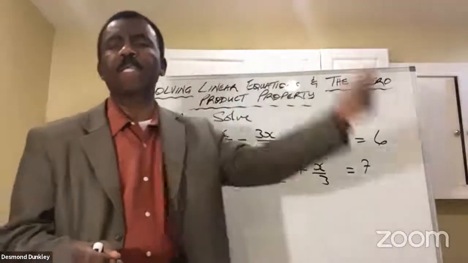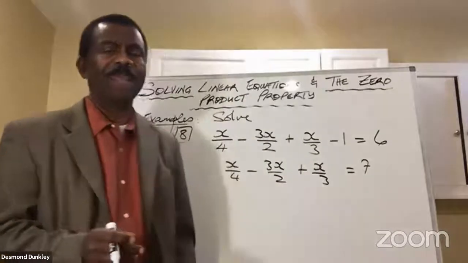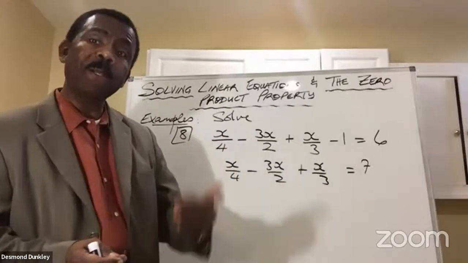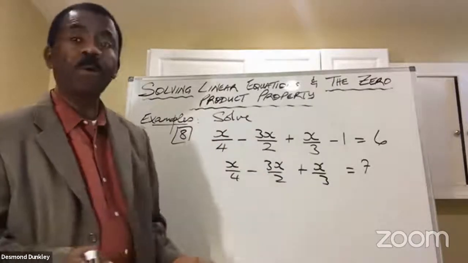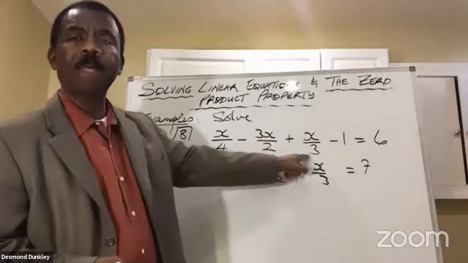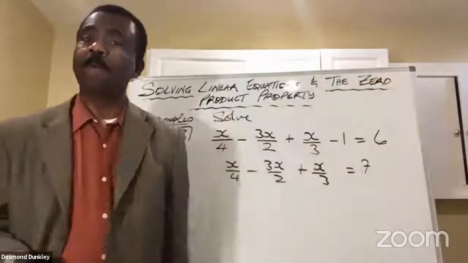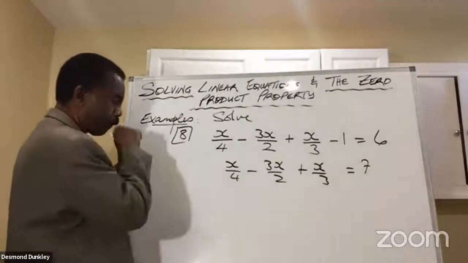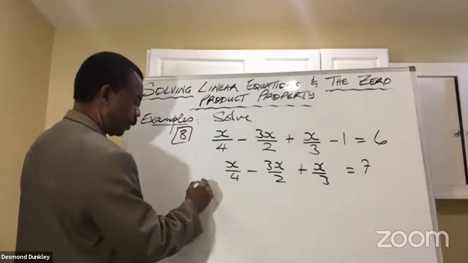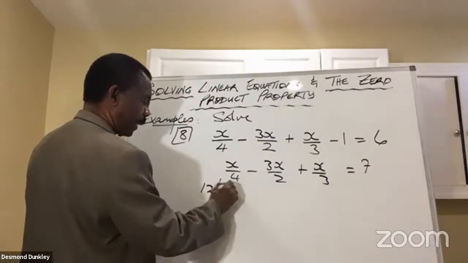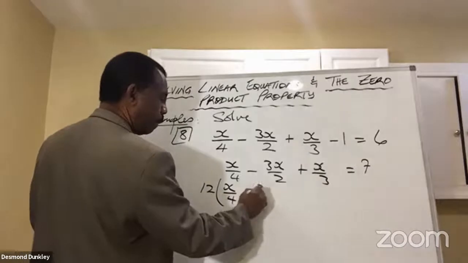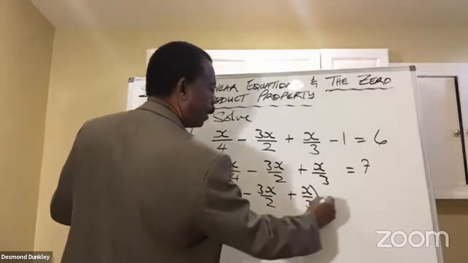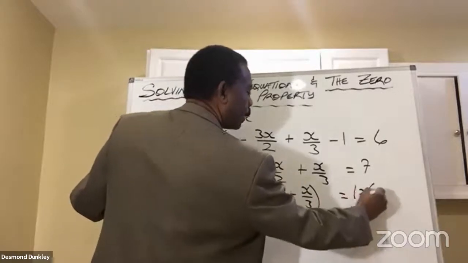You won't have one additional step at the end. That's all. Okay? So if you have some experience and you can find the lowest common multiple, then there it is. But if you don't, just multiply them and then use that as your multiplier for both sides of your equation. Don't forget that. Okay. So I'm going to use 12. So it's 12 times x over 4 minus 3x over 2 plus x over 3 equals 12 times 7.